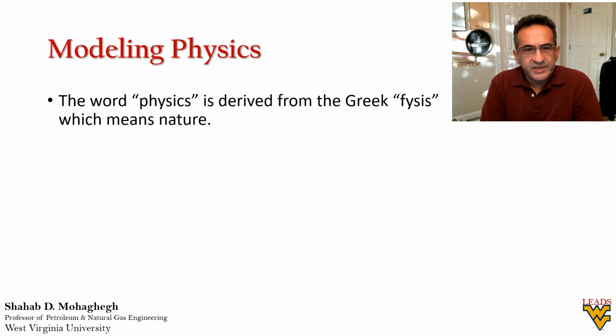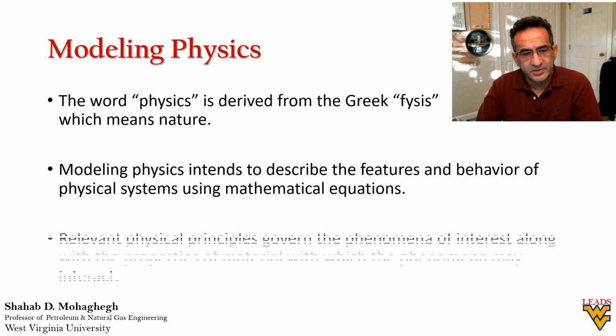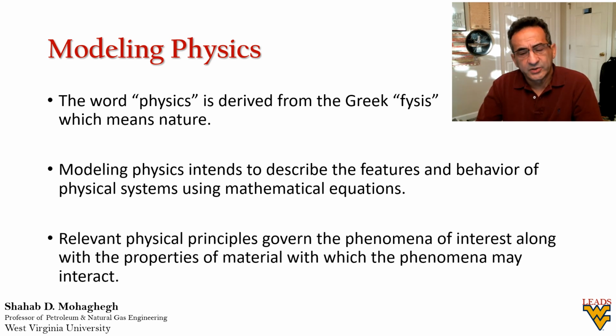The word physics is derived from the Greek word physis, which means nature. Modeling physics intends to describe the features and the behavior of physical systems through mathematical equations. The relevant physical principles govern the phenomena of interest along with the properties of material with which the phenomena may interact.